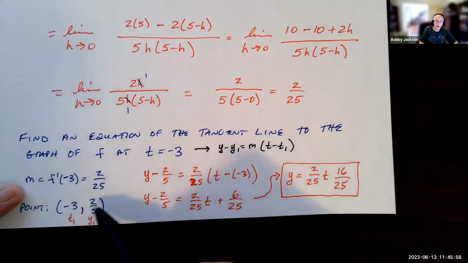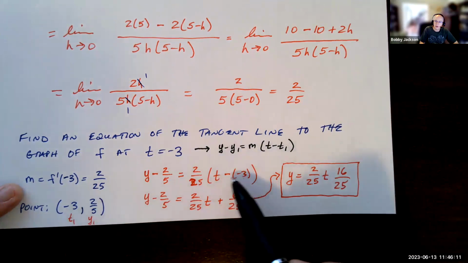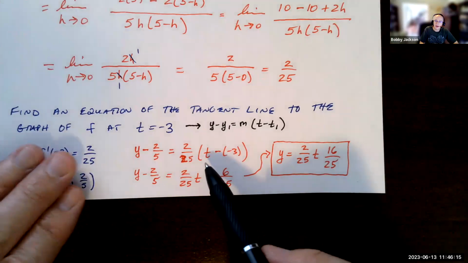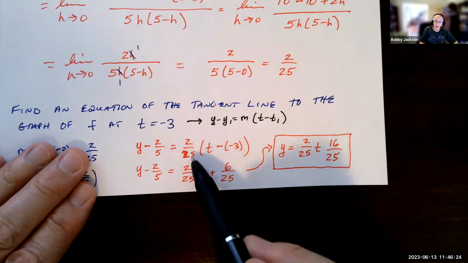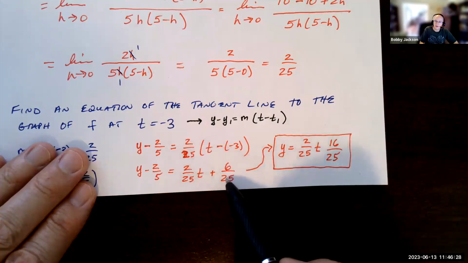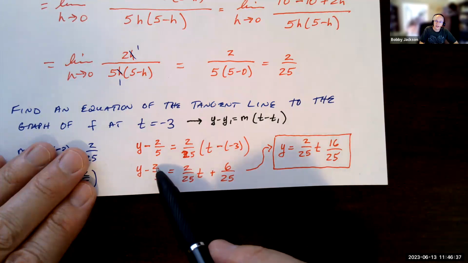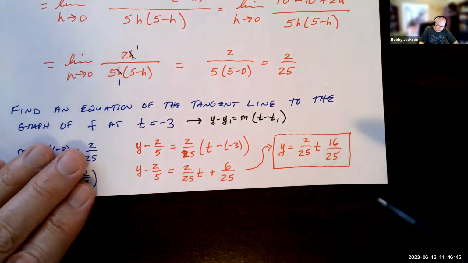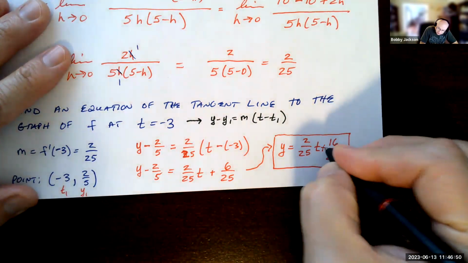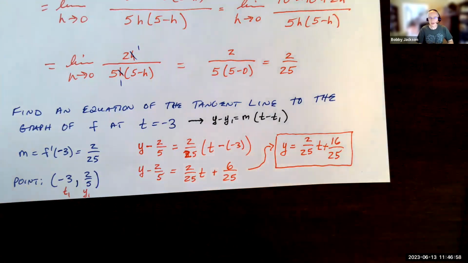So I just plug into here. I've got m. This is my t1. This is my y1. So it's y minus 2/5 equals m, which is 2/25, times the quantity t minus t1, which is -3. This becomes t plus 3. And now I want to solve for y, that would be ideal to get y as a function of t. So I'm going to distribute the 2/25 through, 2/25 times t, and then 2/25 times a positive 3, 6/25. And then to solve for y, I'm going to add 2/5, which is the same as 10/25, multiply top and bottom by 5. So 10/25 added to 6/25 is a total of 16/25. Oops, I'm missing my little plus sign here, sorry. That makes all the difference in the world. So 2/25 t plus 16/25, that is the equation of the tangent line in this case.